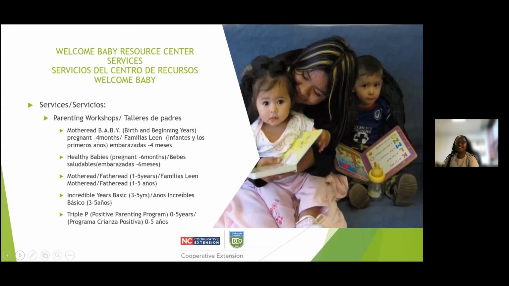This is one of our new classes, and we are so excited about it. This is for pregnant moms and children up to 6 months. Then we have Mother Read, Father Read, which is a literacy-based curriculum for ages 1 to 5, but you can always start reading early, because we want you to start reading to the kids, even in utero. When you're pregnant, start reading because they can hear your voice.